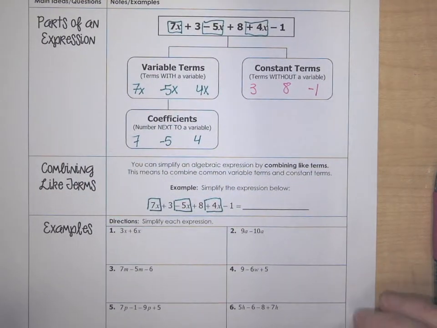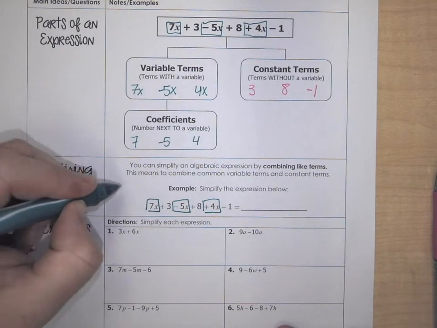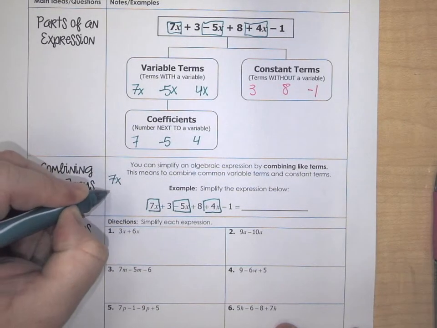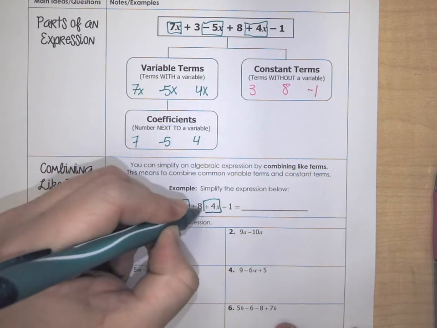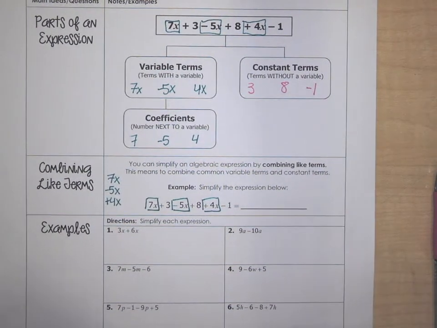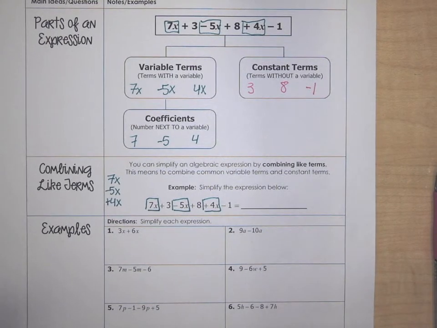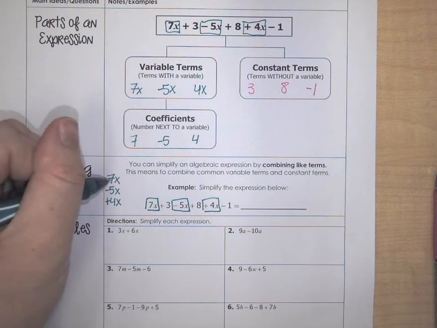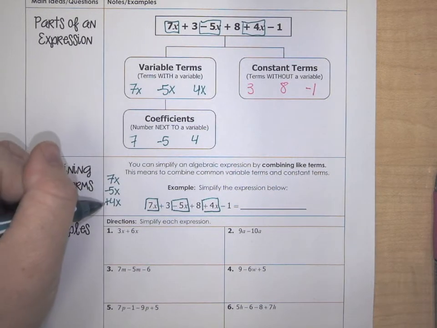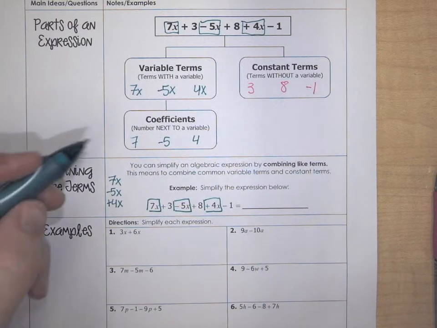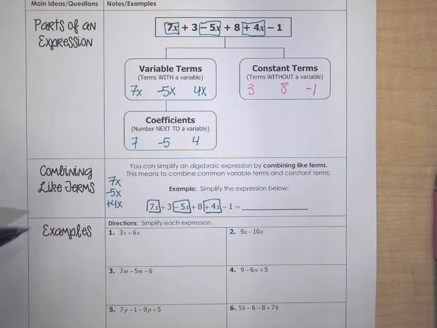All right, and then what I can do is I can put those together. So this tells me that I have 7 x's. This is negative 5 x's, and this is a positive 4 x's. So if I wrote that out using symbols, I would have 7 positive ones, 5 negative ones, and another 4 positive ones. So all together, I would end up with 6 positive.